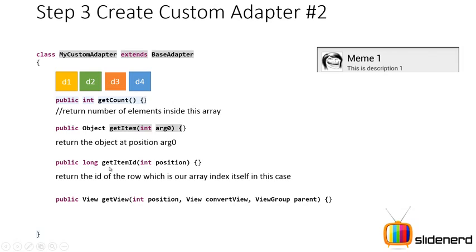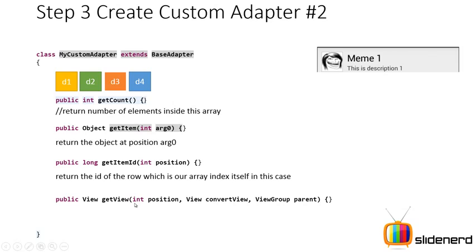And then there's this long getItemId method, which again takes a position. You're expected to return the ID of the row, or in other words, in plain simple English, the way by which you identify your rows. Now if you remember, here we simply identify the elements by saying 0 for the first element, 1 for the second element, 2 for the third element, and so on, right? In other words, we simply use our array indices to identify which item is present at which position, and hence we will return that array index itself.